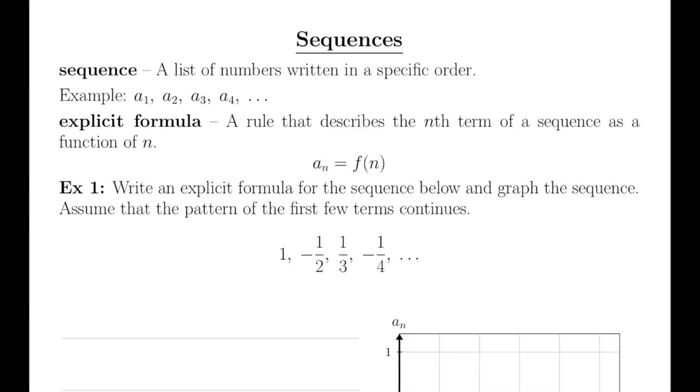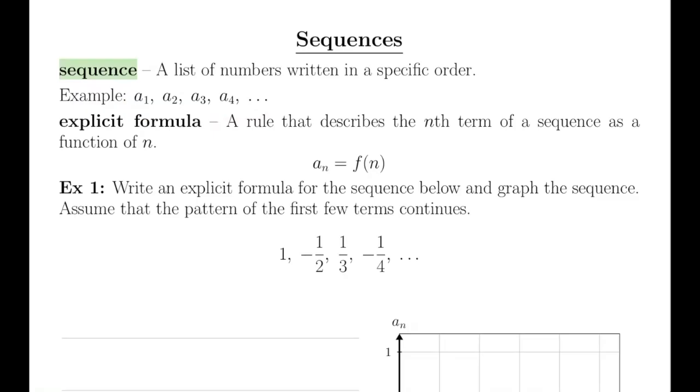So let's start off with what is a sequence? Can anyone tell me what a sequence is? Yeah, it's a list of numbers in a specific order. Very good. Yeah, so a sequence is a list of numbers written in a specific order. Can I give you an example of a sequence? Yeah, give me an example. A1, A2, A3, A4. Yeah, this is an example of a sequence kind of in general.